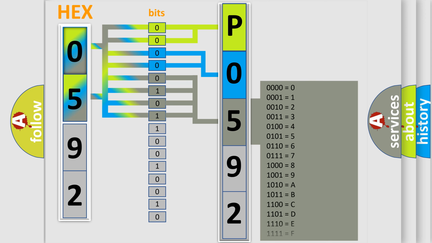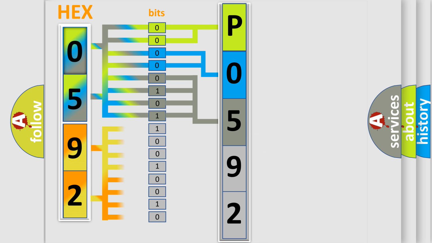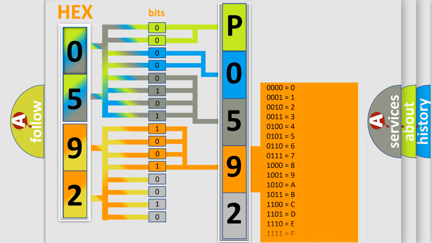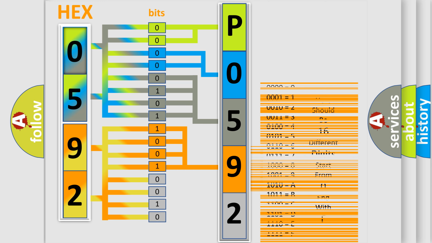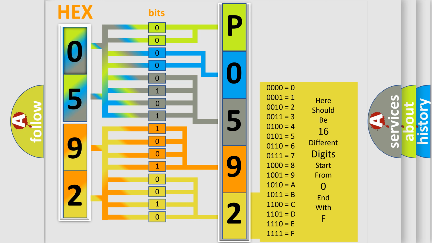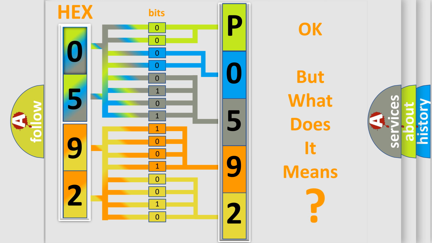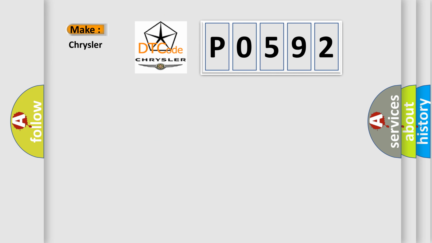The second byte is composed of a combination of 8 bits. The first 4 bits determine the fourth character of the code, and the combination of the last 4 bits defines the fifth character. A single byte conceals 256 possible combinations. We now know in what way the diagnostic tool translates the received information into a more comprehensible format. The number itself does not make sense to us if we cannot assign information about what it actually expresses. So, what does the Diagnostic Trouble Code P0592 interpret specifically for Chrysler car manufacturers?